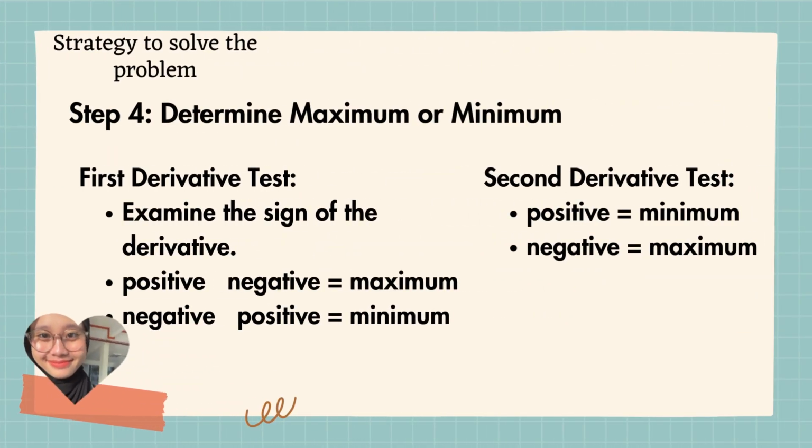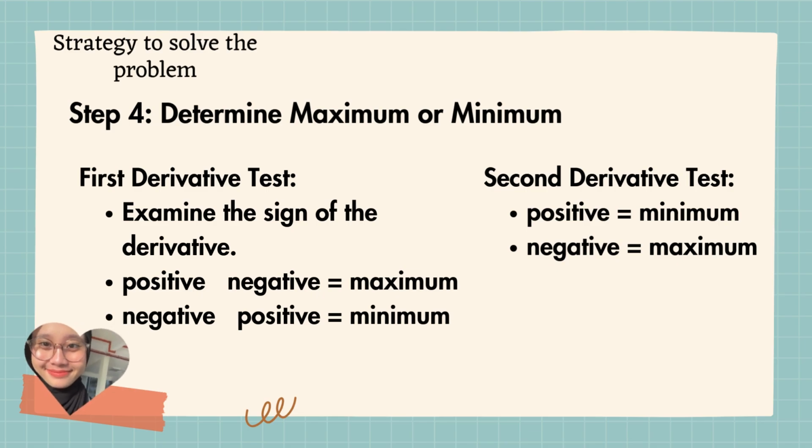Step 4. Determine maximum or minimum. First one, you have to use the first derivative test. Examine the sign of the derivative on either side of each critical point. If the derivative changes from positive to negative, the critical point is a local maximum. If it changes from negative to positive, it is a local minimum.